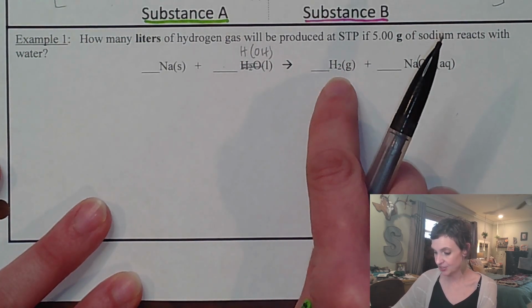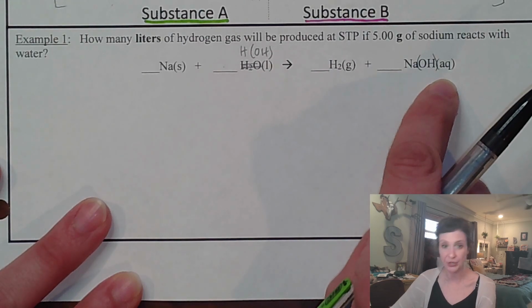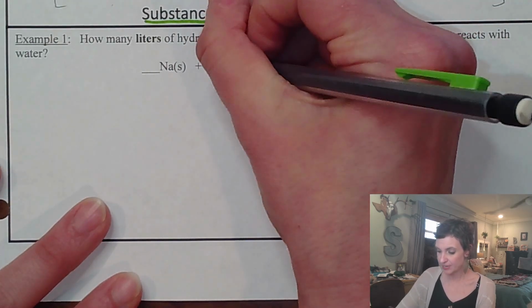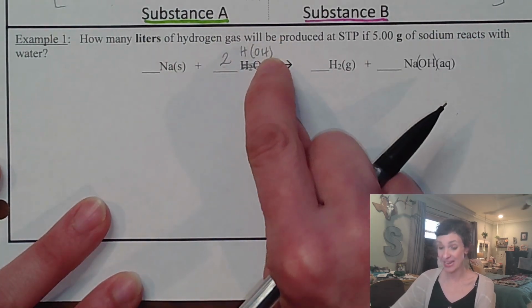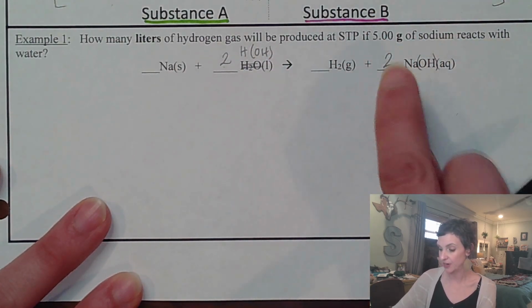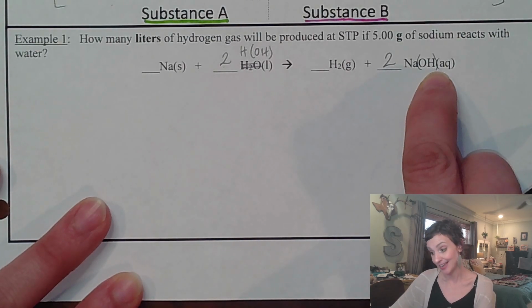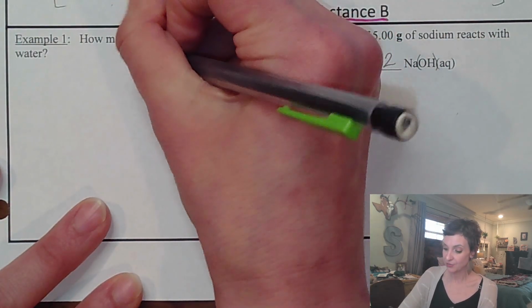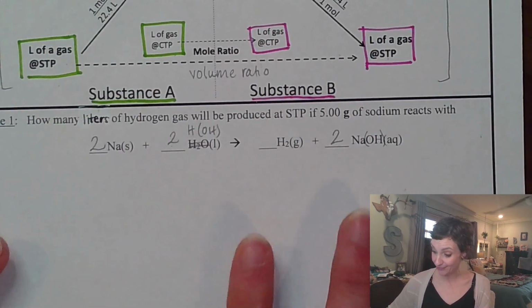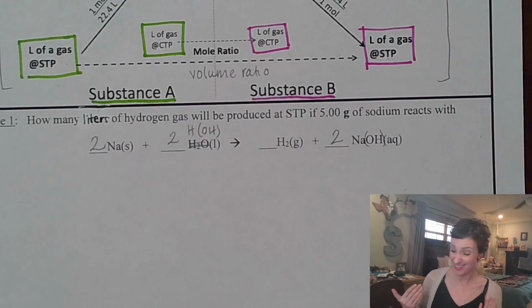Specifically, I have 2 hydrogens that are not included in hydroxide and only 1 here. So I'm going to start off by putting a 2, which then makes me have 2 hydroxides on the reactant side, so I'm going to put a 2 in front of sodium hydroxide on the product side. Then the only thing I have to do last is put a 2 in front of my sodium. So now I'm ready to read my problem and figure out what it is that they gave me here.